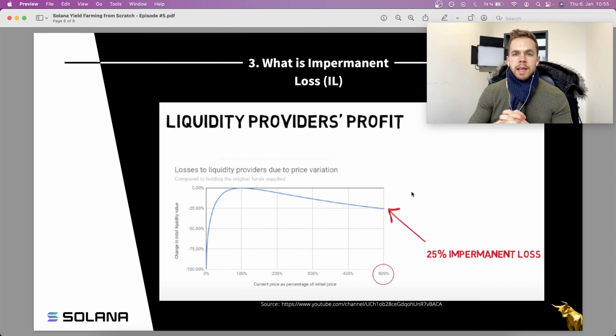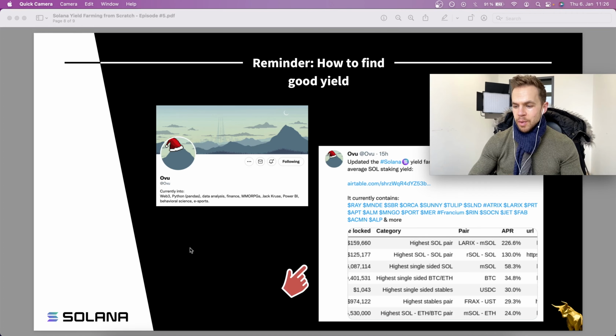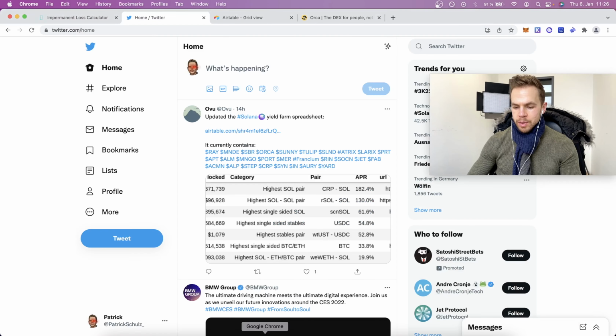So impermanent loss is basically the difference between just holding your coins and putting them into a liquidity pool. And we will run through a really concrete example. I will show you how to provide liquidity onto a farm, and then I will show you how to calculate your impermanent loss, and we will do this right now. In order to find a great farm, we will take a look at the awesome work of Mark Ovo. We will just head over to Twitter, and then we see his Airtable.